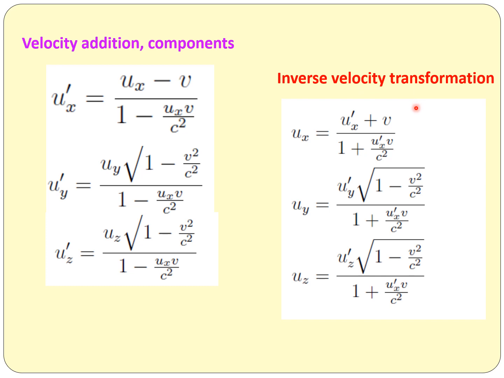Similarly, the inverse velocity transformation is used when we know ux prime, uy prime, and uz prime, and we have to find ux, uy, uz. Then we will have to use the inverse transformation equation. That is, ux will be ux prime plus b over 1 plus ux prime b by c square. Only the sign will be changed. Uy will be uy prime under root 1 minus b square by c square, but in this denominator the b sign will be changed. And similarly for uz. So these are the relativistic velocity transformation components.